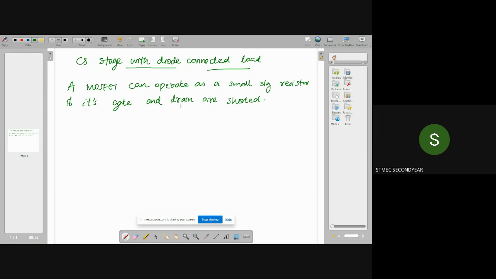So before going to this common source stage with diode connected load, let us see the diode connected load connection. First of all, I am taking an NMOS transistor. For an NMOS transistor, my diode connected load will be like this. This is the NMOS transistor, so this is the gate terminal, this is the drain terminal, and this is the source terminal.